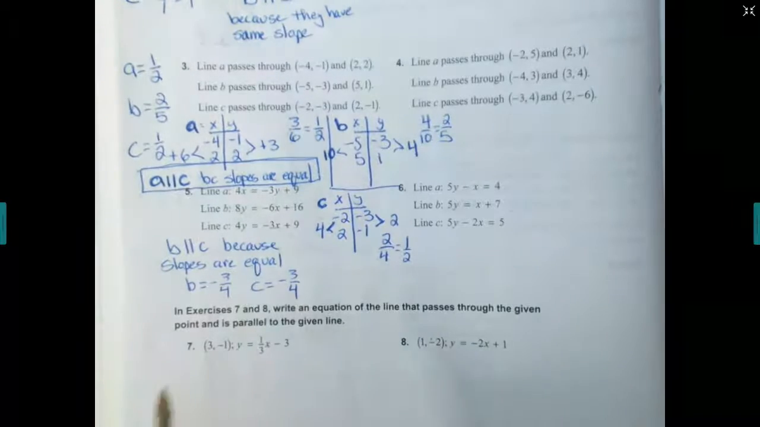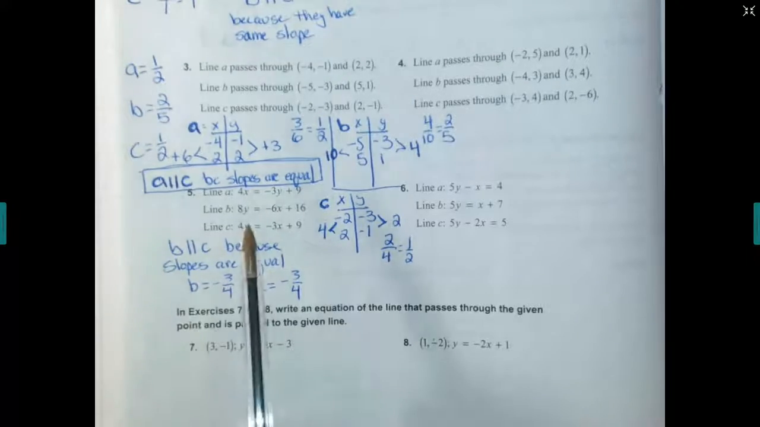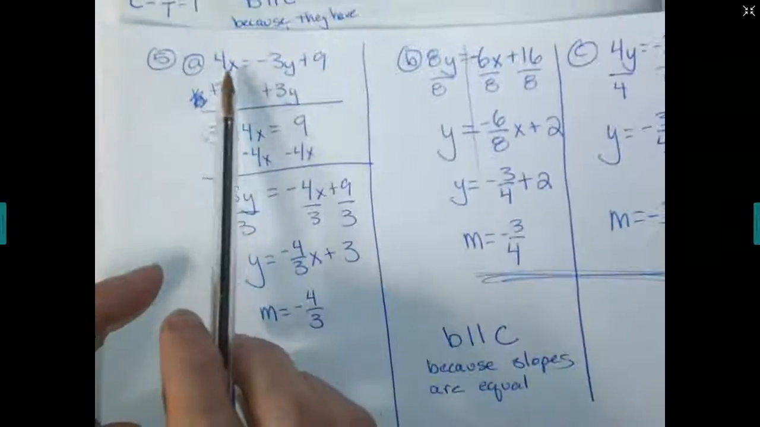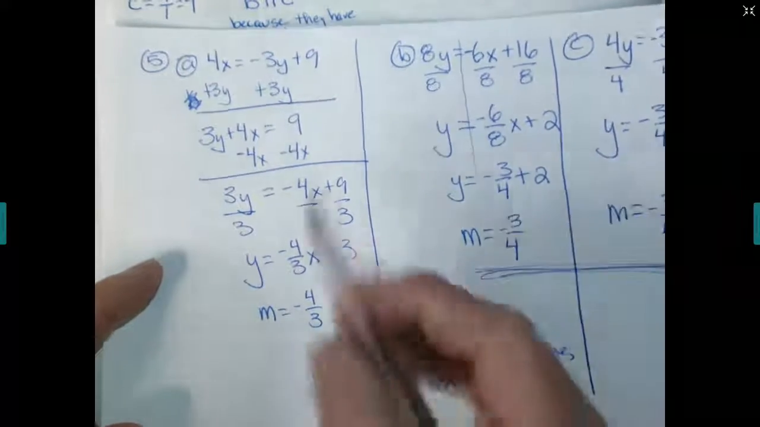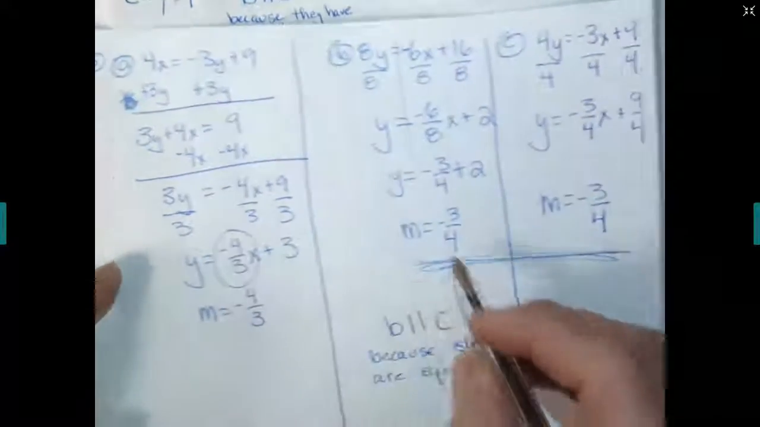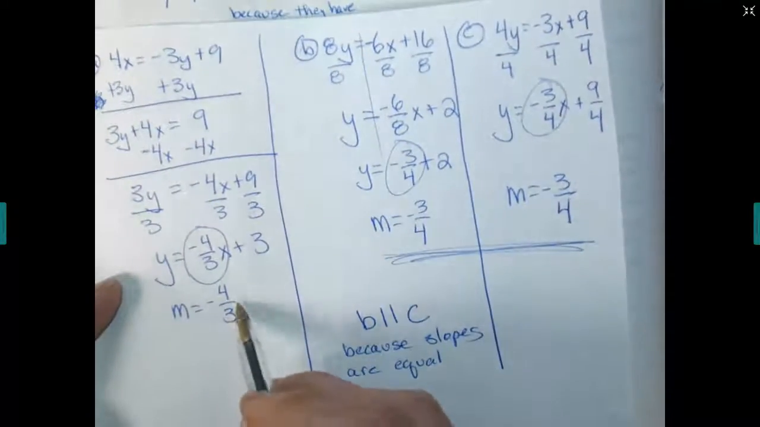Alright, if this isn't making sense, please call me or Zoom me and I'll explain this in further detail. I just turned each one of these into slope-intercept form, which made it easy to find the slope. And once I found the slope, I compared the slopes.